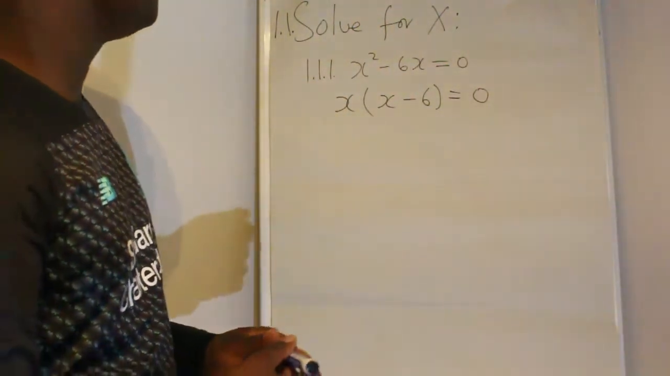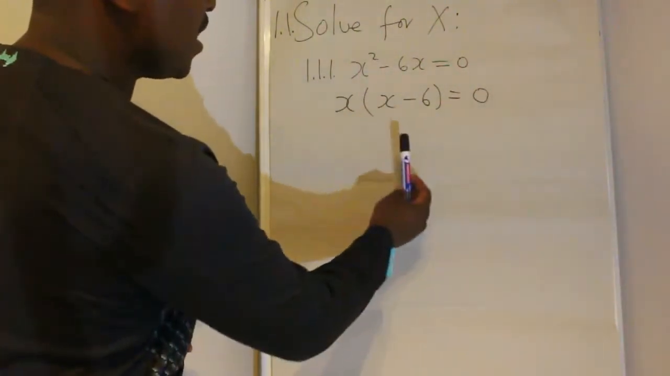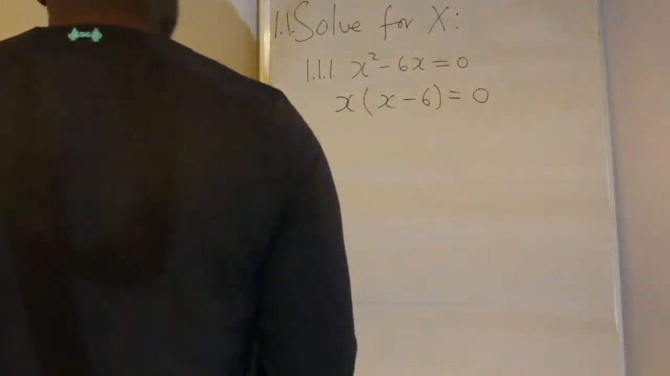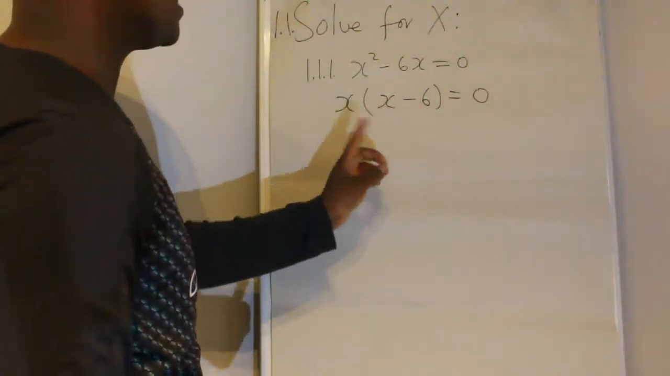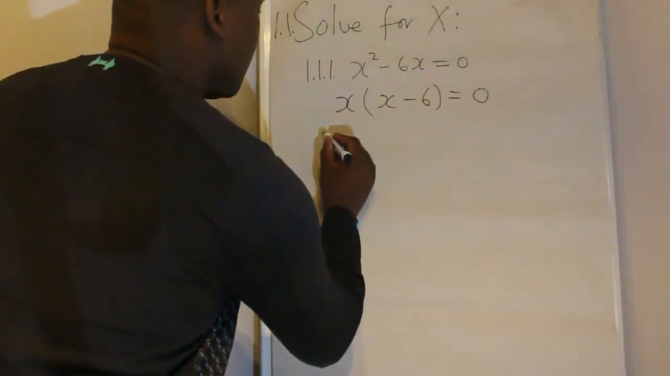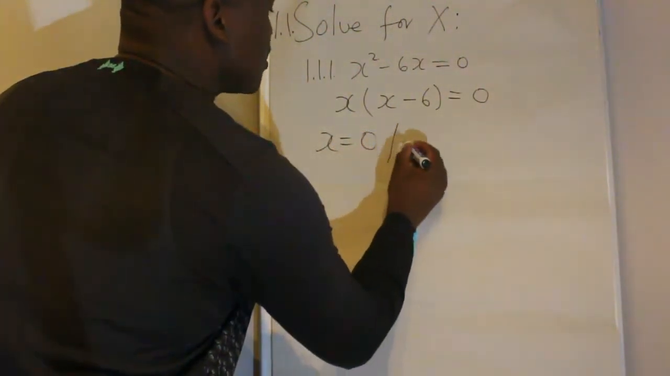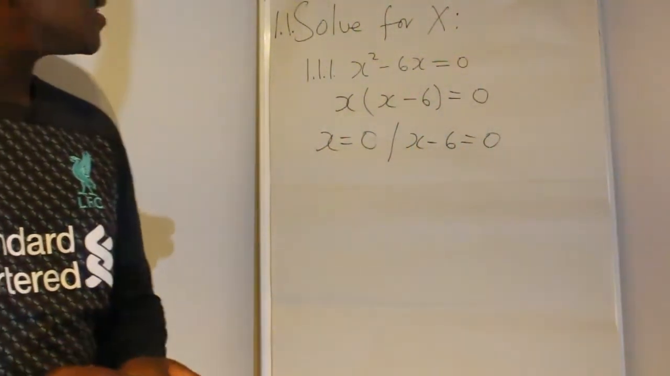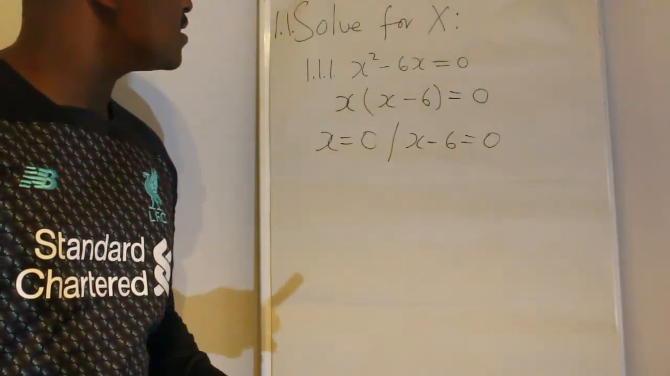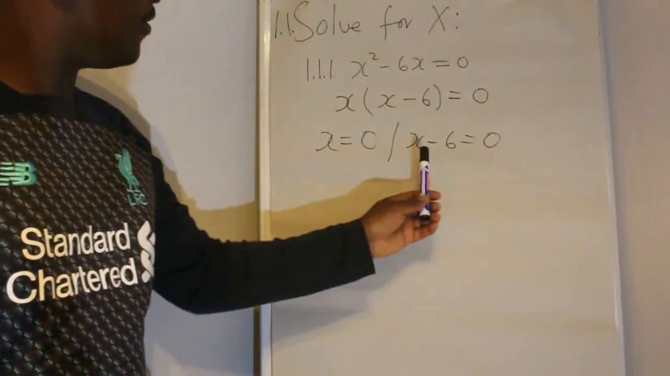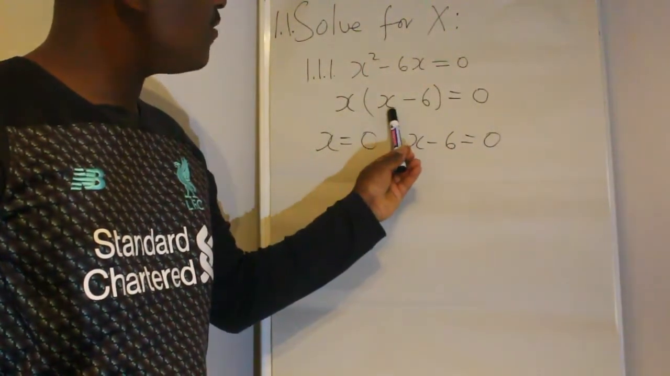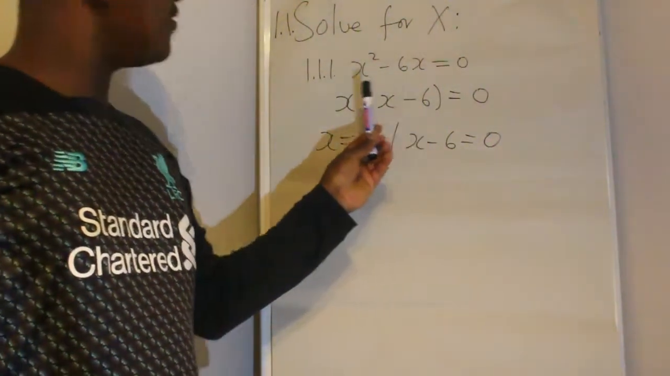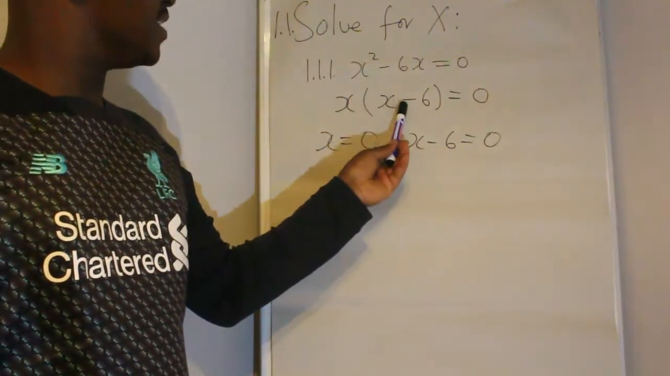So let's continue. The next step, once you've factorized your equation, is you must equate both of the terms to 0. So your x should equal 0, or x minus 6 should give you 0. If x minus 6 is 0, you will be having 0 here, which means the entire part will equal 0. If this part is equal to 0, whatever that is outside multiplied by 0 will give you 0.